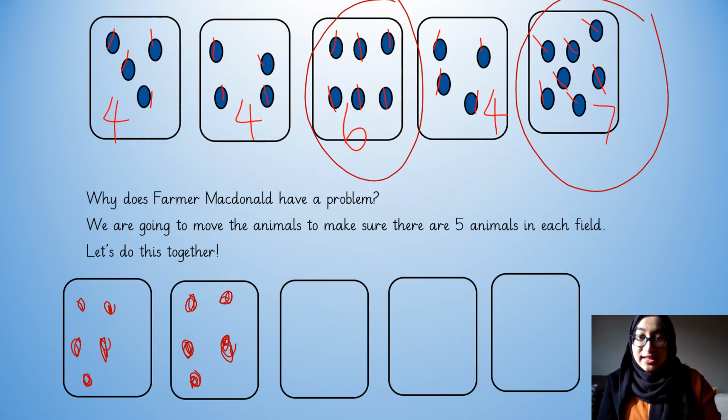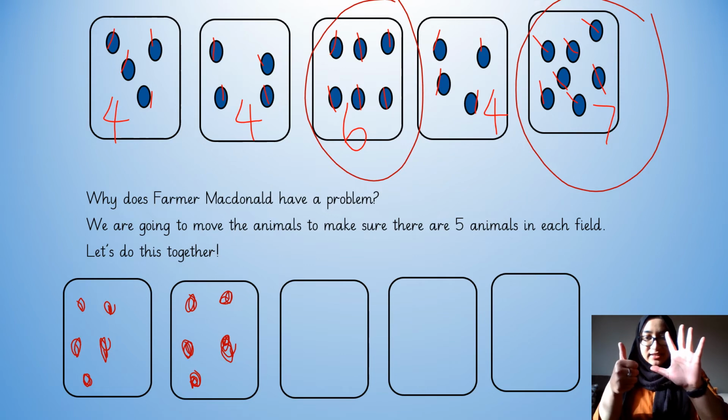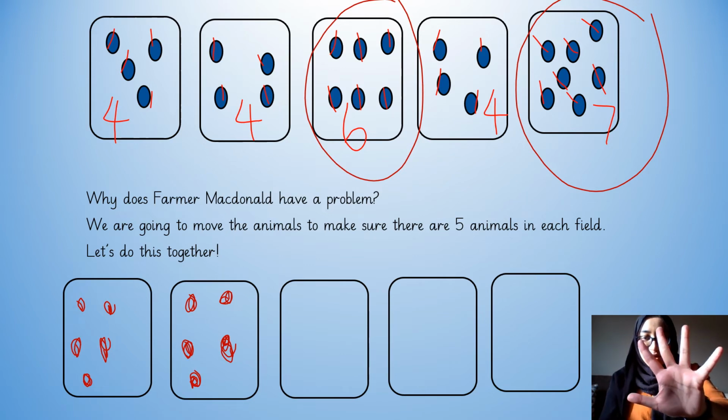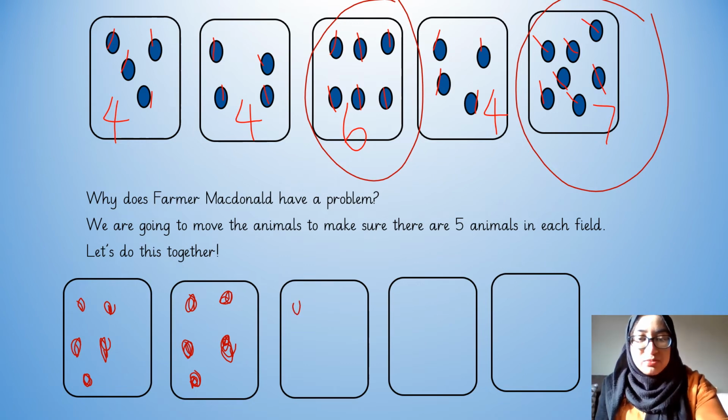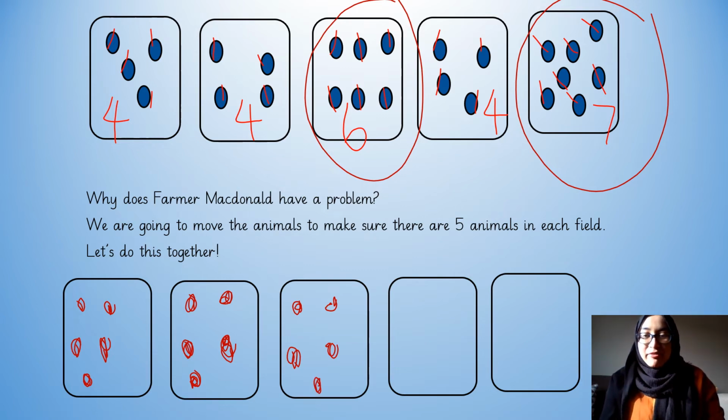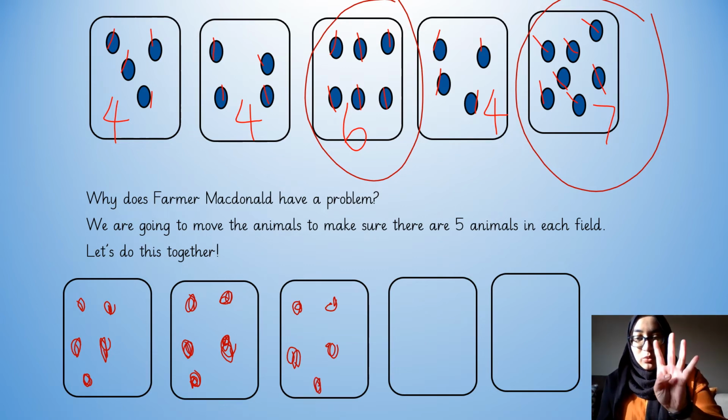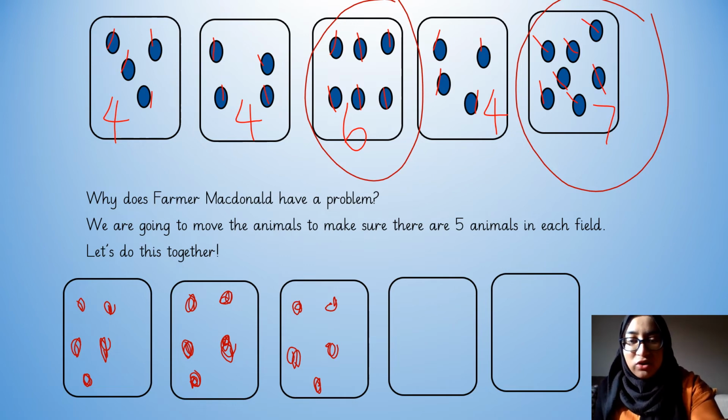So we had 6 in that one first, but remember we took one out from there and we put it into field number 1. So if we had 6 and I've taken one out now, how many do I have left? 5, excellent. So I don't need to move any from that one now. So I've got 5 on my field number 3. And my field number 4, I only have 4. So let's draw 4. Then we need to borrow one from somewhere.